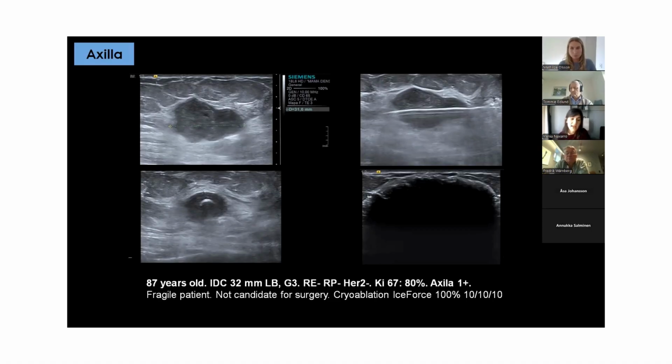She was an 87-year-old woman with a 32 millimeters invasive ductal carcinoma. It was a grade 3, triple negative, and with a Ki-67 of an 80%, so very aggressive tumor. She already had 1 lymph node positive in the axilla. She was a fragile patient, not candidate for surgery. So with this situation, we decided first to do the cryoablation of the primary tumor in the breast. So this was a 32 millimeters lesion. We choose an ice-4 needle, which is the needle that makes the biggest ice ball, and regular protocol to ensure that we are treating correctly the lesion.